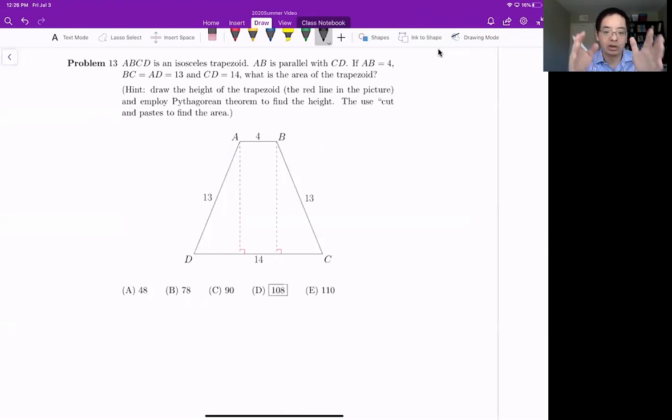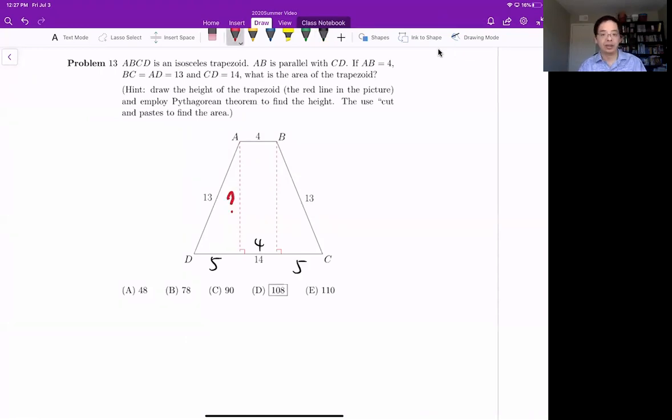According to the hint, what we should do is draw the height to the base, and separate the trapezoid into 3 parts. Here we have 2 congruent right triangles on the 2 sides, and in the middle a rectangle. So this is also 4, and because of symmetry, this is 5 and this is 5. Now we need to figure out the height.